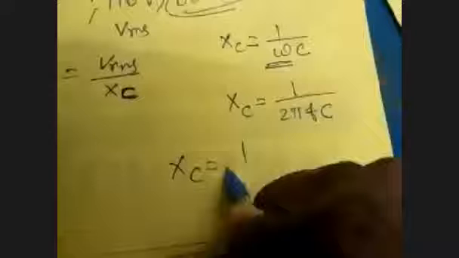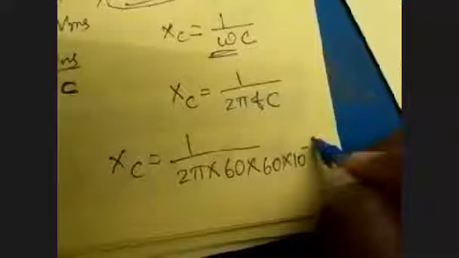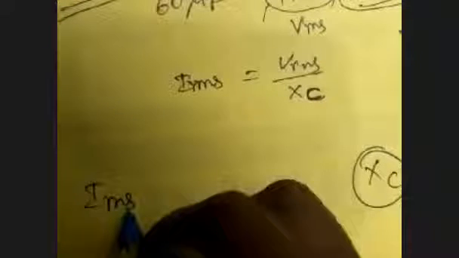F is given as 60 hertz. That means XC is equal to 1 divided by 2 pi into 60 into the capacitance value, 60 into 10 power minus 6. That way I will get XC. As I know, the voltage is 110. So IRMS is equal to 110 divided by XC. XC is 1 by omega C, that means 1 divided by 2 pi into 60 into 60 into 10 power minus 6. Work out the sum of this.